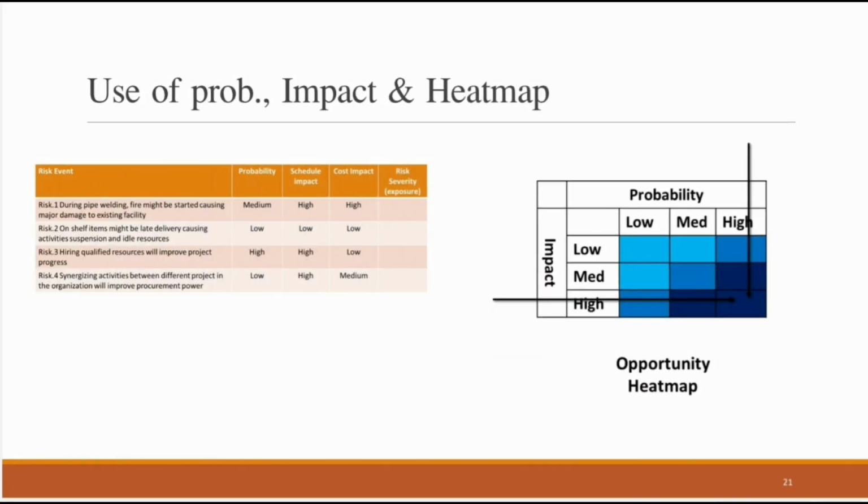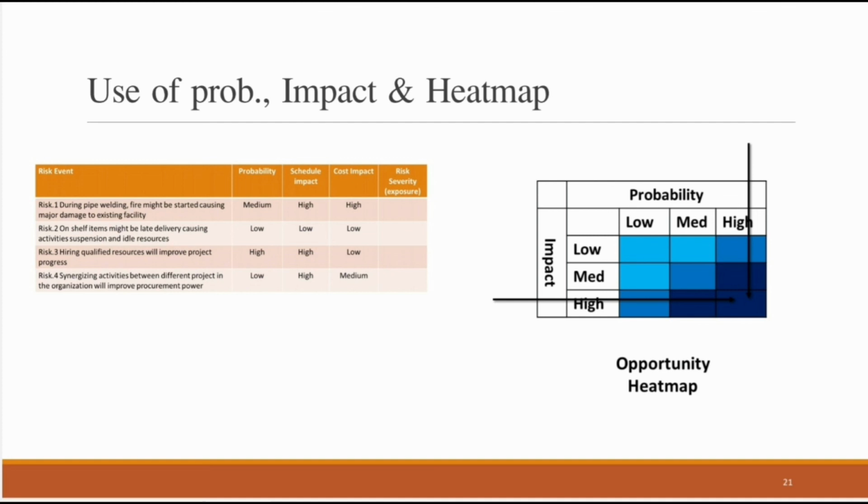Risk number three is an opportunity. So we're going to use the different heat map with the blue colors. And if we look into risk number three, it's hiring qualified resources will improve project progress. The probability is high, and the schedule impact is high whereas the cost impact is low.